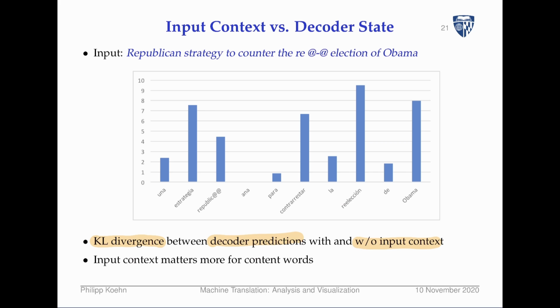And you see here, one thing that we suspected and that was borne out here is that function words are not so much driven by the input context, but content words are, especially names. But you also see that here is a word that was broken up in byte pair encoding. The second part seems to follow purely from the decoder state, and the input context doesn't matter so much here anymore.